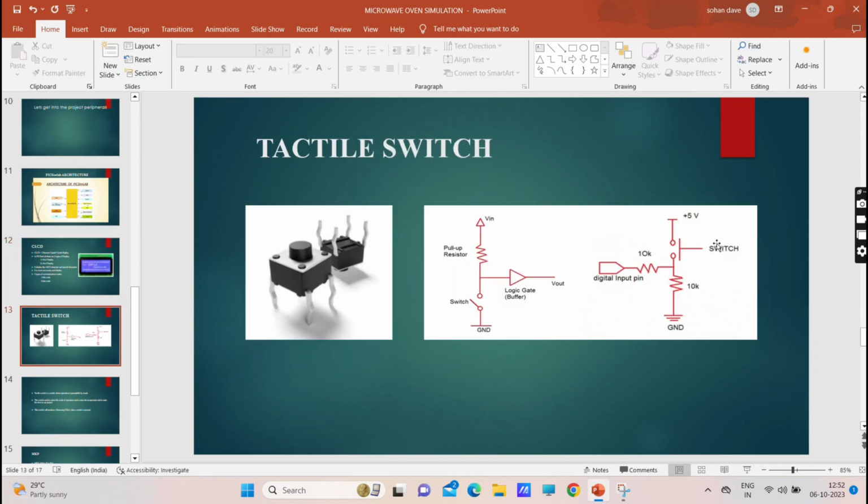Now I'm going to talk about tactile switch, which is nothing but a similar kind of switch having two inputs and two outputs, from which VCC is given, from the other Vout is taken out, and one of the chip is given to the ground and another one is given to the VCC. There are two types which are used for pull up and pull down for both current sinking and current sourcing circuits, which is shown in the tactile switch.